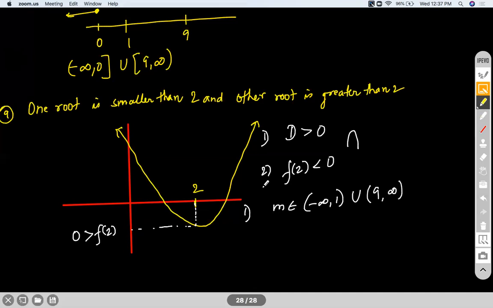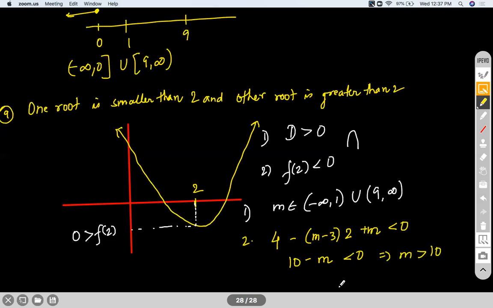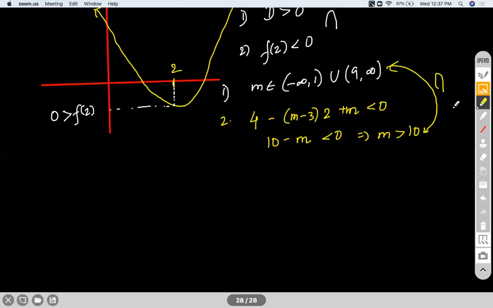Okay. F2 would be 4 minus M minus 3 into 2 plus M. This should be negative. So if you resolve it, 10 minus M should be less than 0. That means M should be greater than 10. So the intersection of these two, not union, intersection, what does it give you? Let's draw the number line. 9 to 10. No, sorry, 10 to infinity. Getting the point? Yes, sir.